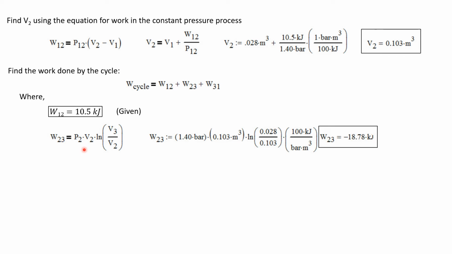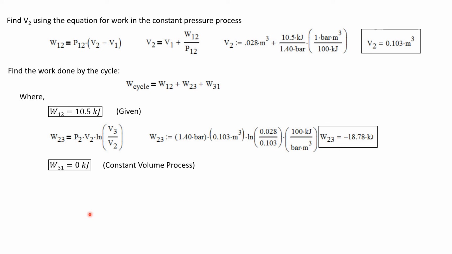Previously we have solved the integral for work of a polytropic process, in this case with the value of n equals 1. And we found it to be the pressure times the volume at the beginning of the process times the natural log of the final volume over the initial volume. So we can plug in values for all of these variables. We know that P2 is 1.4 bar, V2 is 0.103 cubic meters, and then we take the natural log of V3, 0.028 cubic meters, divided by V2, 0.103 cubic meters. We convert bar cubic meters to kilojoules, and we have work for process 2, 3 is minus 18.78 kilojoules.